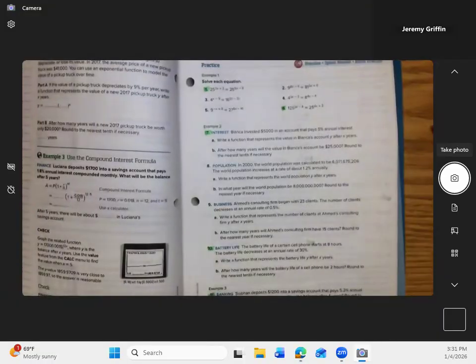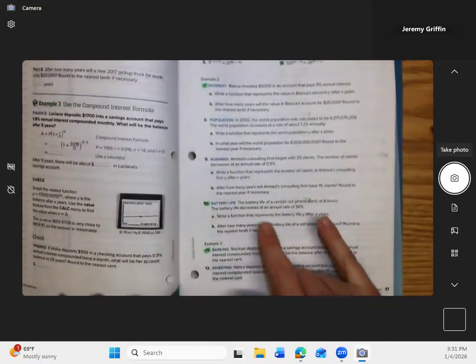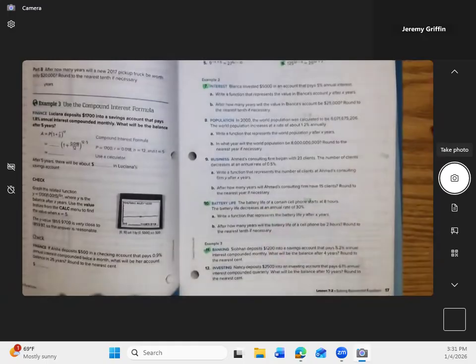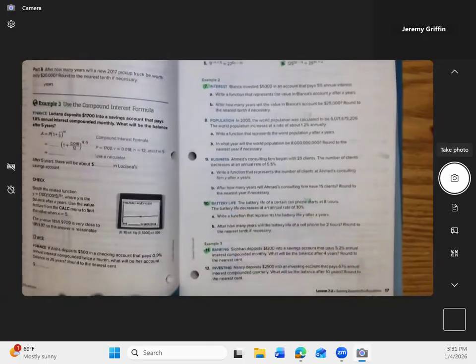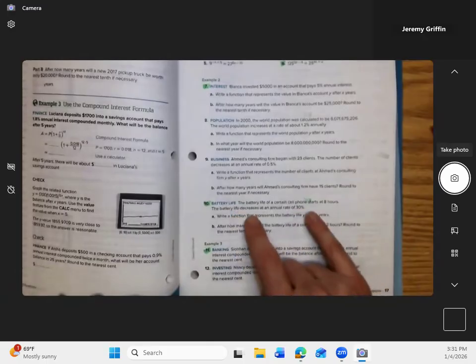Number 10, battery life. The battery life of a certain cell phone starts at 8 hours. The battery life decreases at an annual rate of 30%. I remember just a couple decades ago, back when I was in college, I had to buy a new battery for my cell phone every few months. But nowadays they last for years, though they do have a lifespan.